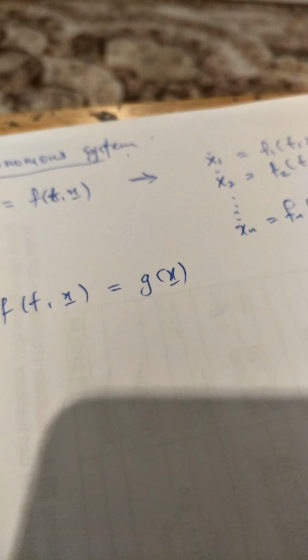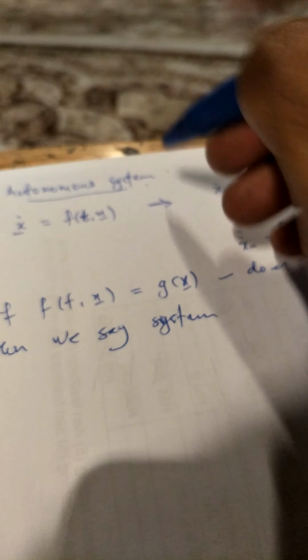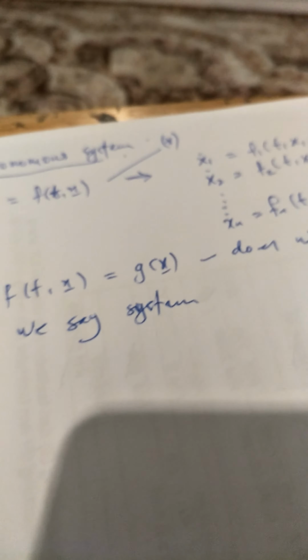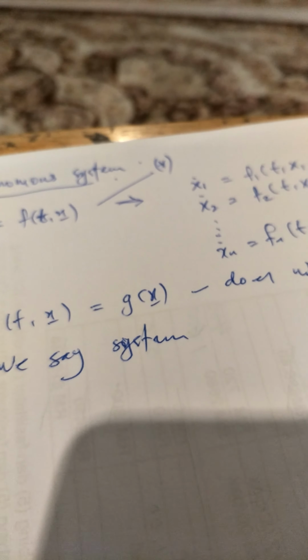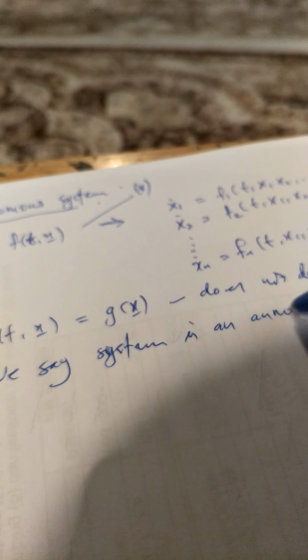Now if the right hand side f(t, x) is equal to g(x), which does not depend on t, then we say this system, let's denote this as star, is an autonomous system.